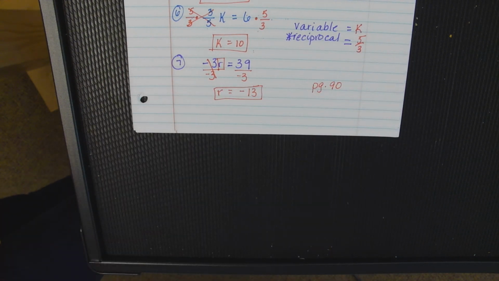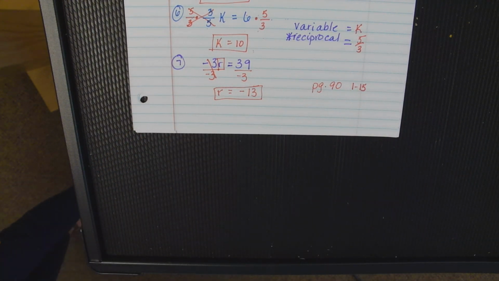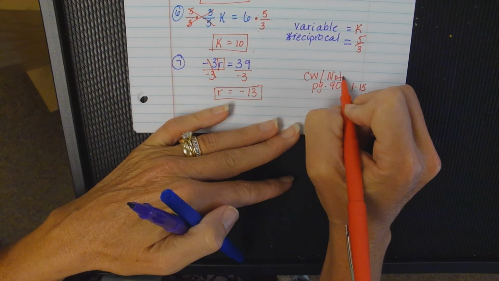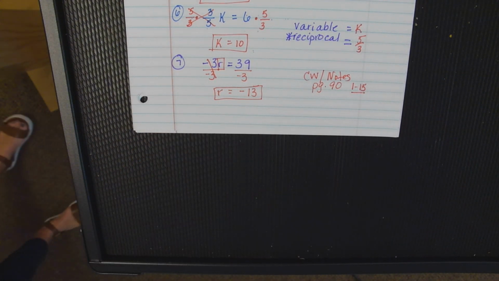Look at page 90 in your book. Keep these in your notes section. This is classwork. I want you to work on page 90, 1 through 15. This is the time I want you to try the fractions. There's a couple towards the end. Make sure you're familiar with the fractions on your calculator, okay?